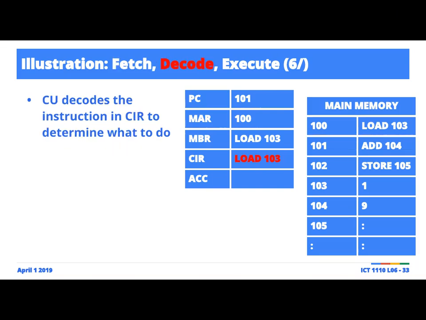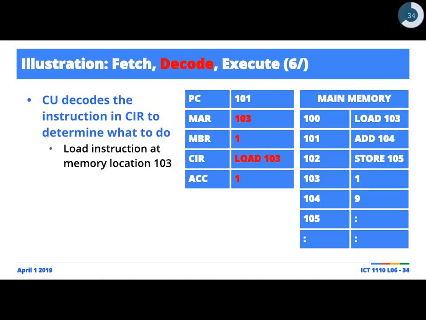Once we copy the contents into the current instruction register, the control unit comes in to figure out what exactly this load 103 is all about. What must the CPU do? So you decode. It knows that the load instruction means I must load the contents of address 103 somewhere. Because it's a value, it's going to find itself in the accumulator I explained just now. You notice, address 103 has a value 1.